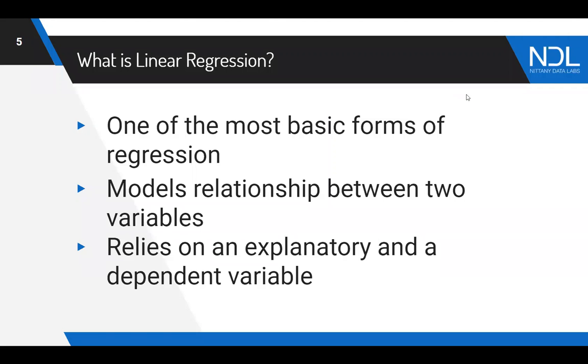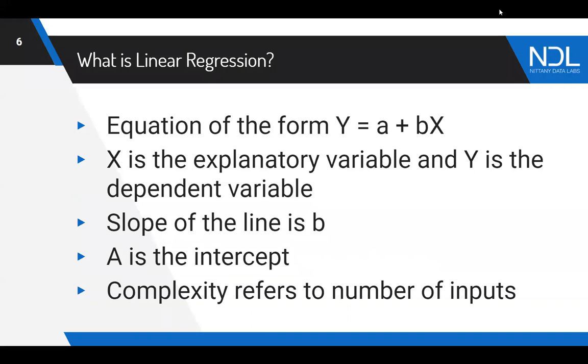Okay, so what is linear regression? It's one of the most basic forms of regression. It models relationships between two variables, and it relies on an explanatory variable and a dependent variable. The linear regression comes in the equation of the form y equals a plus bx, or y equals mx plus b. So it's a classic linear equation. x is the explanatory variable and y is the dependent variable.